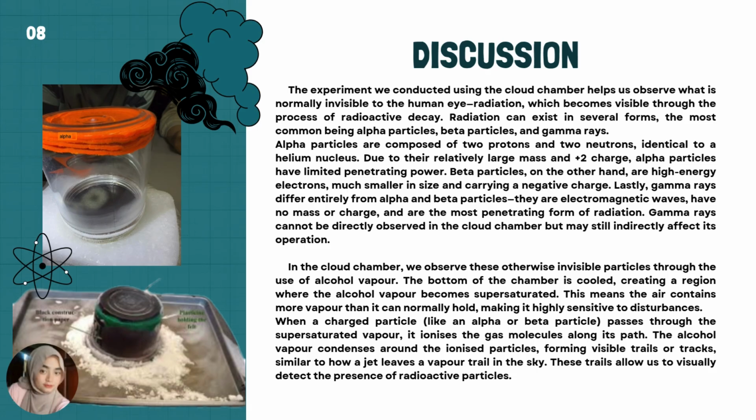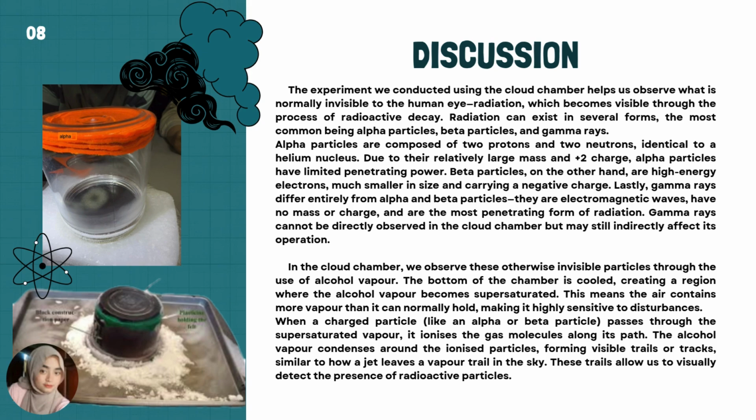For the discussion part, our experiment using the cloud chamber helped us to observe something we normally can't see, like radiation. Even though it's invisible to human eyes, radiation becomes visible in the chamber through the effect of radioactive decay. There are a few types of radiation involved: alpha particles, beta particles, and gamma ray.